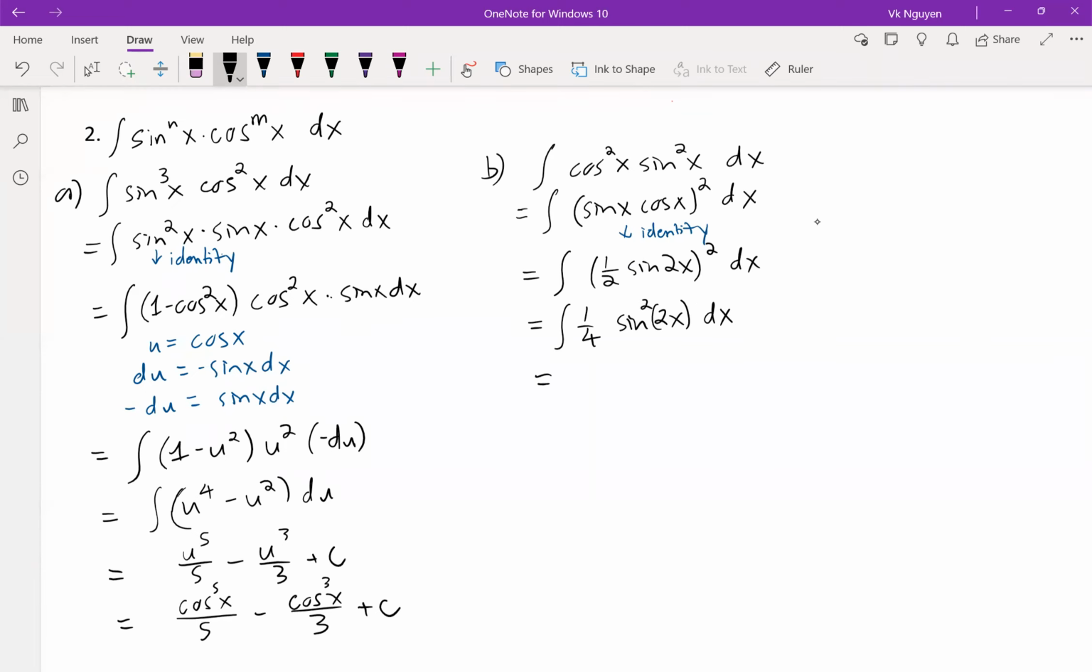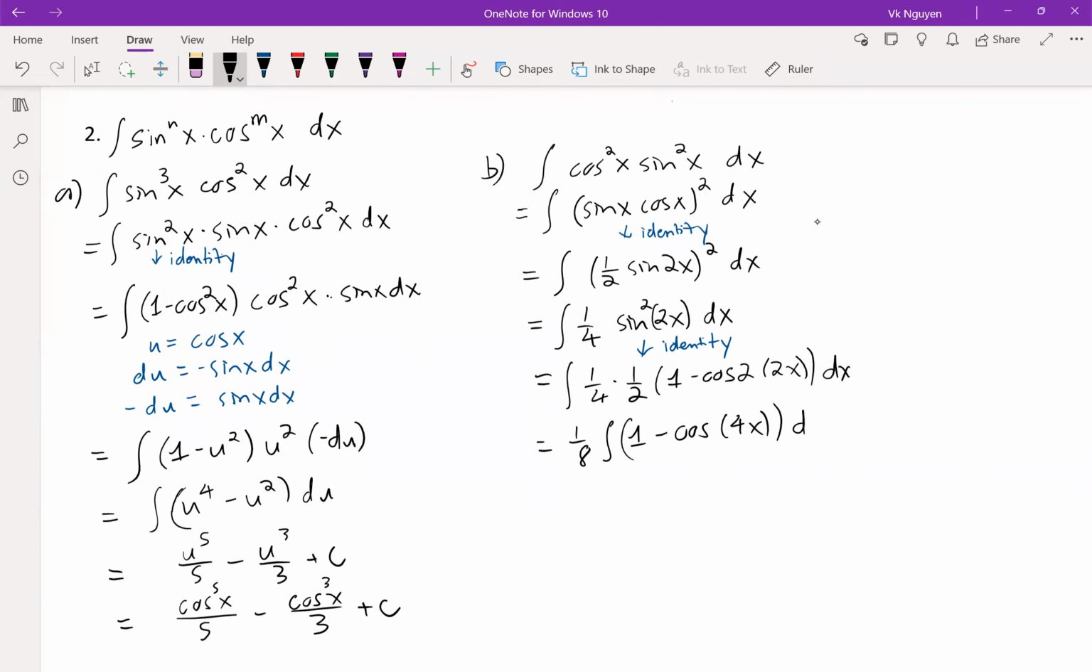Well, we're going to use another identity, the power reduction one. So using the identity, the integral of 1/4 times 1/2 (1 minus cosine of 2 multiplied by the angle 2x) dx. We have 1/8 integral of (1 minus cosine of 4x) dx.